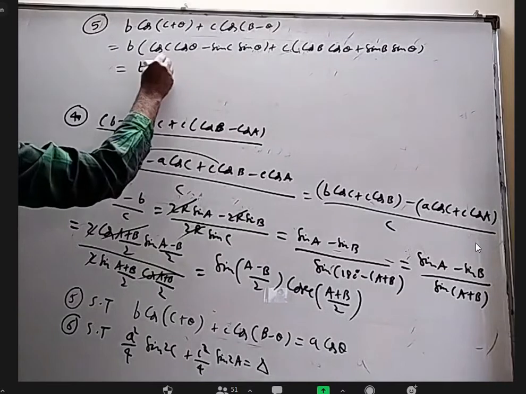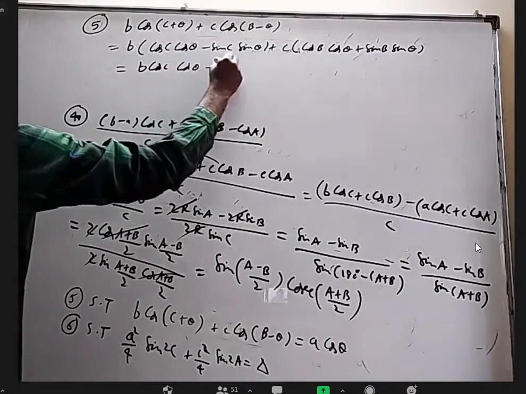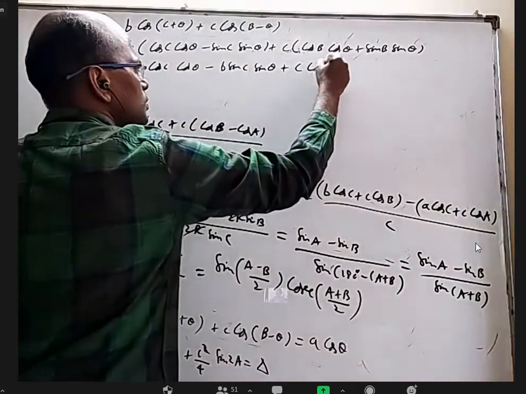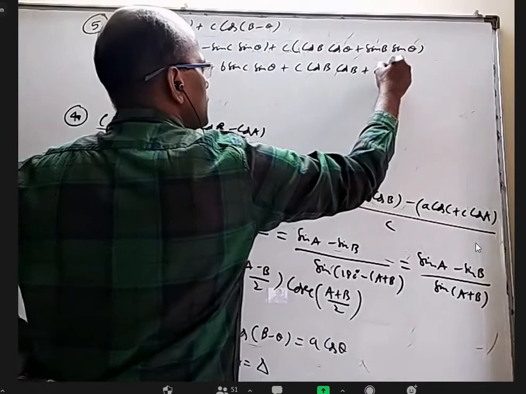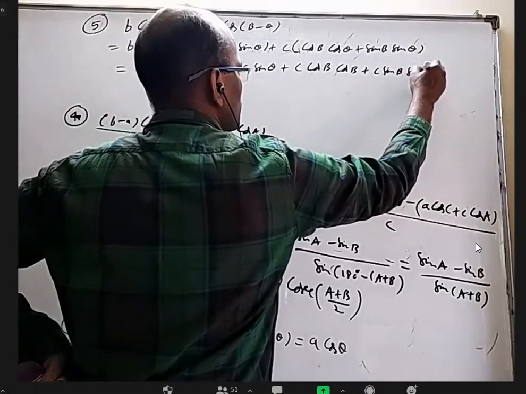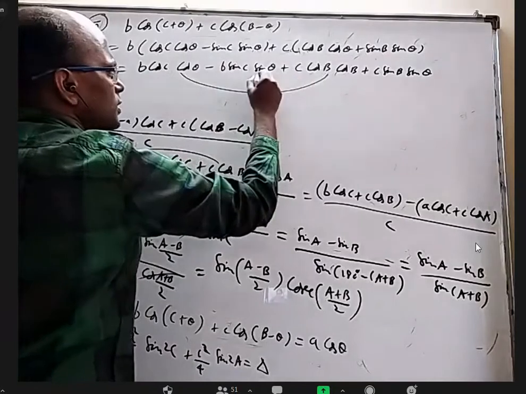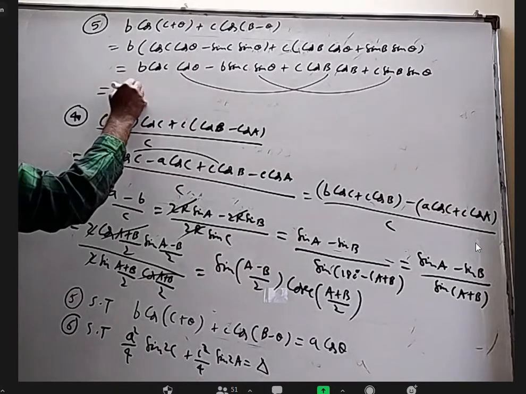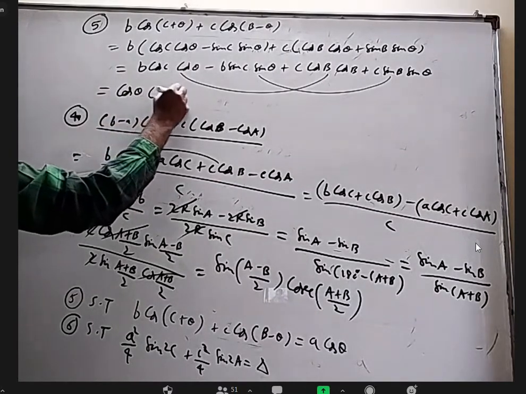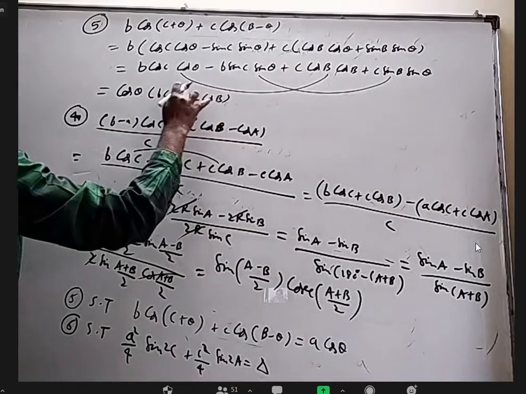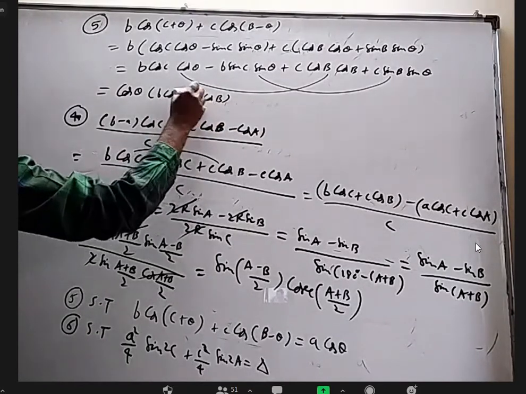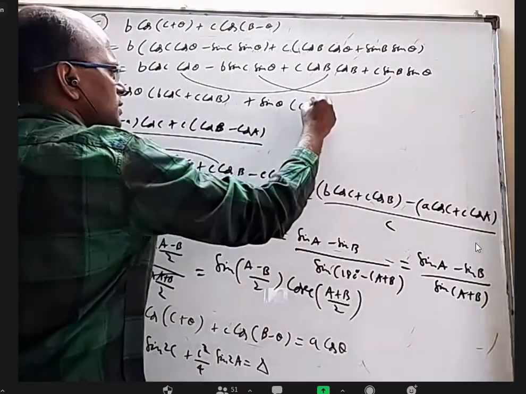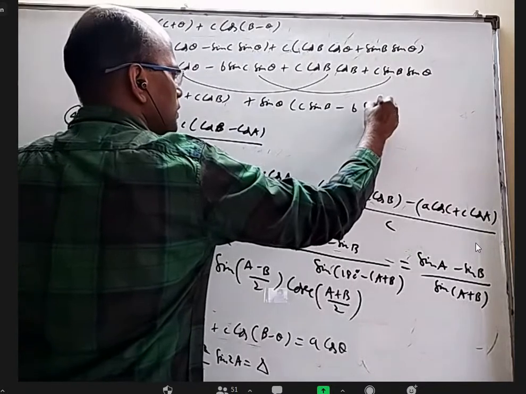So B cos C into cos theta, B sin C into sin theta, C cos B into cos theta, C sin B into sin theta. From these two, I can take cos theta common. From these two, I can take sin theta common. When I take cos theta common, I'll get B cos C plus C cos B. When I take sin theta common, I'll get C sin B minus B sin C.